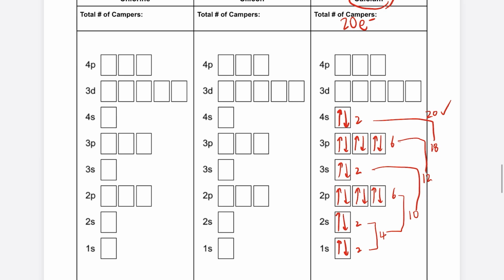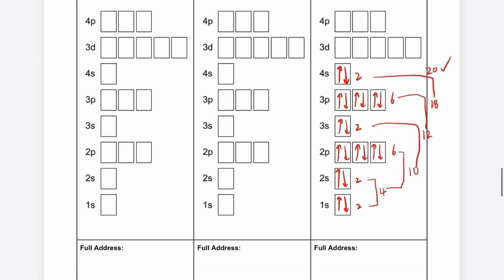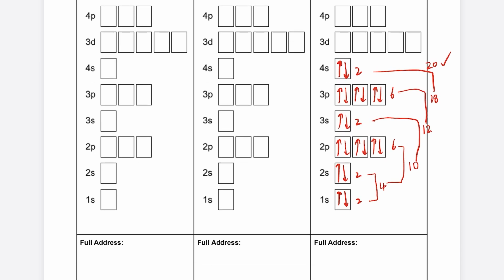Okay, now let's go ahead and write out our full address, so that we know where electrons are, on which energy level and inside which cabin, right? So we start from the bottom, write down the name of the cabin that the electrons are in. 1s2, 2s2, 2p6, 3s2, 3p6, last but not least, 4s2. Done. That is the full electron configuration.